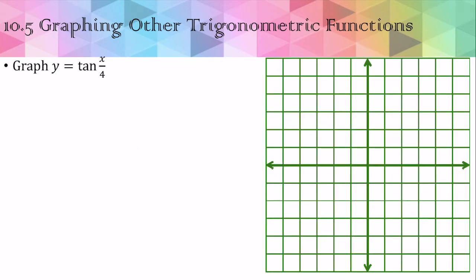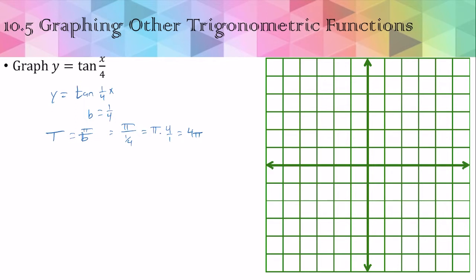So let's graph y equals tangent of x over 4. Well, this would be the same thing as just y equals tangent of 1/4 x. Therefore, b is 1/4. So our period is pi over b, because it's tangent. So that'd be pi over 1/4. Divide by a fraction by multiplying by the reciprocal, so that appears to be 4 pi.